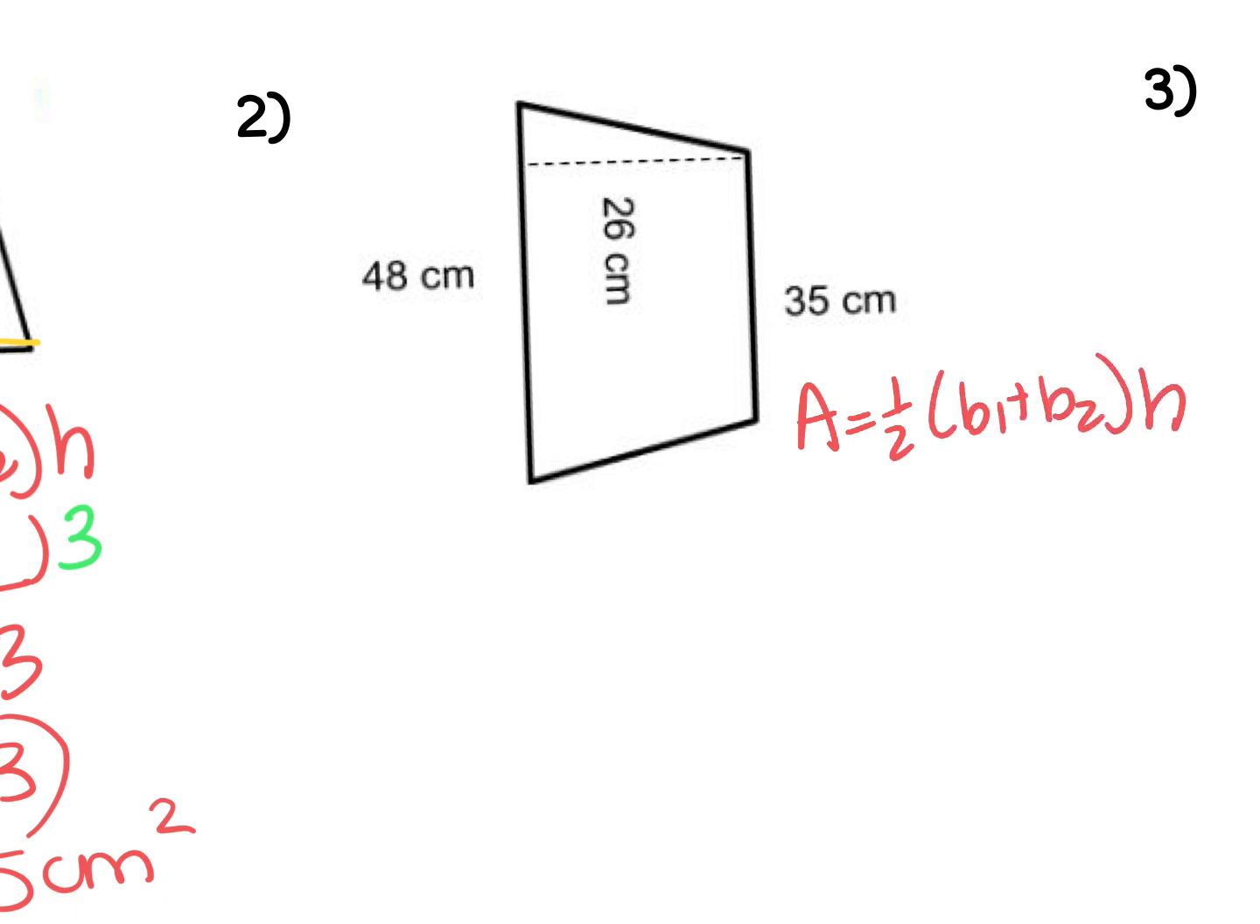And remember, you will have these formulas in your star chart, so you don't have to memorize. You just have to know which one goes to which. So base 1 is 35. My base 2 is 48, and my height is 26. I'm going to highlight my bases just so you can see.